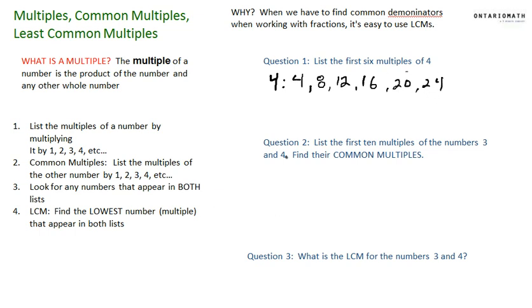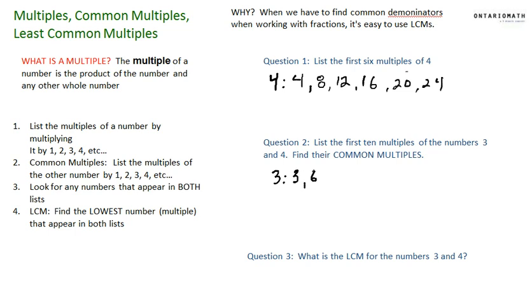Say we have another question. Question 2 says: list the first 10 multiples of the numbers 3 and 4. Then find their common multiples. So in order to do that, I'll first find the first 10 multiples of the number 3. And I'll just write that there. I'll do the same thing. I'll multiply 3 by 1, 3.